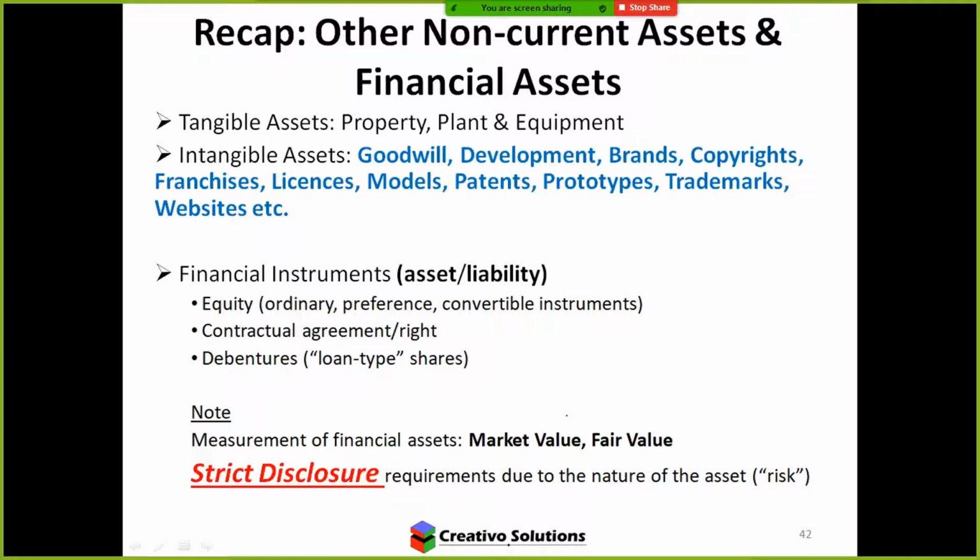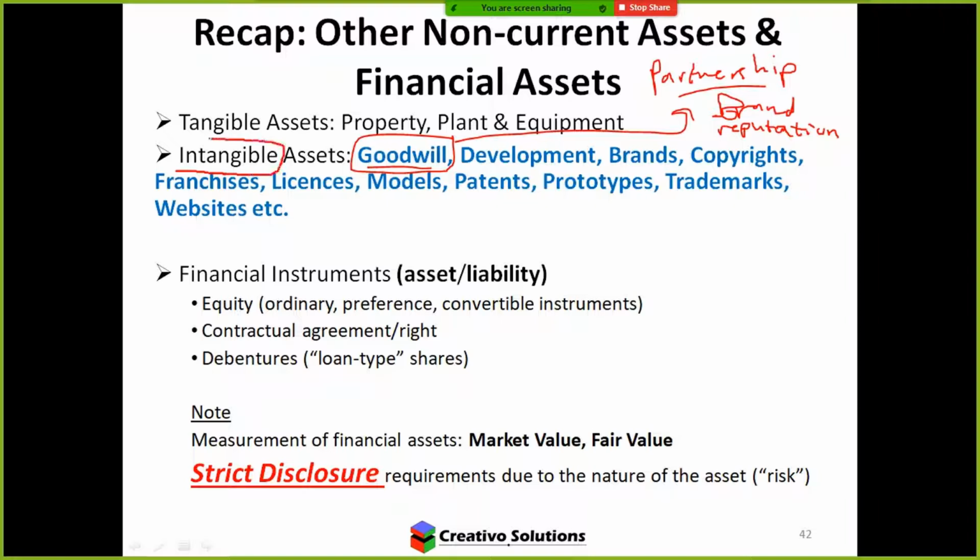So there's a note. You asked about some of them. Tangible, property, plant, and equipment. Intangible, there's a whole bunch of different assets. This one is important because you'll see goodwill calculations later on when you look at partnerships. Is goodwill an asset? What is goodwill? I know it's an asset, but what is it? Goodwill is the brand. Goodwill is the reputation. Goodwill is something that is intangible. You can't see it. It's not physical.